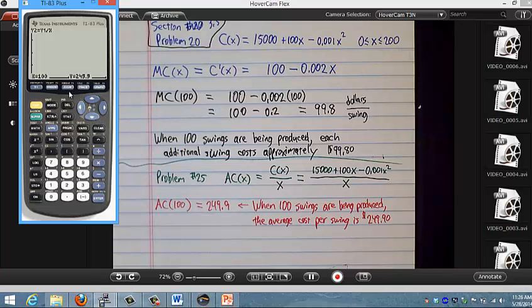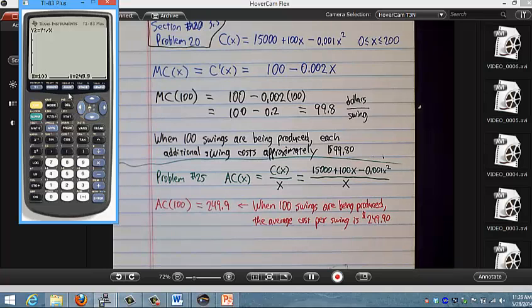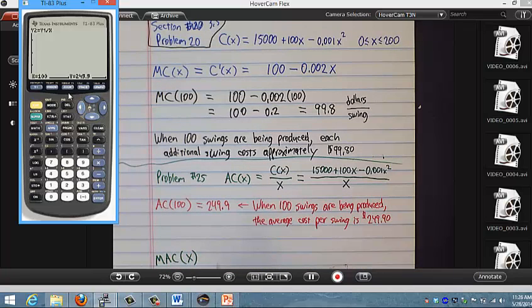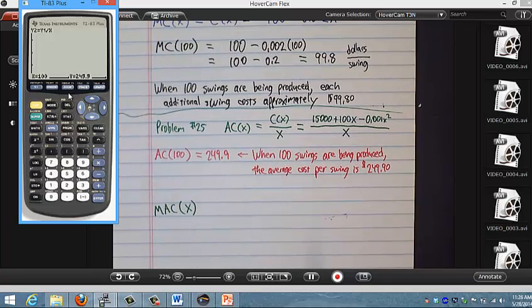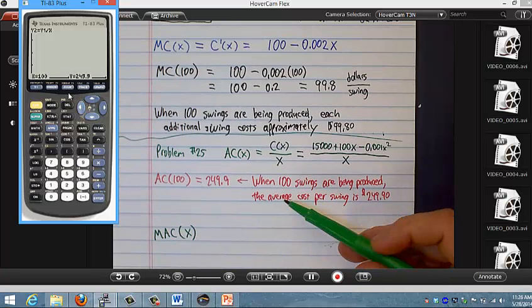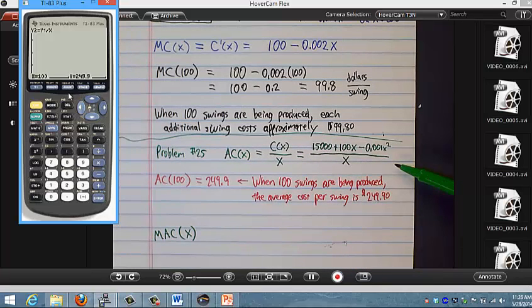All right, so now let's see. Oh, it asked for more. It asked me for the marginal average cost. All right, let's do that. So I want to find MAC of X. So what am I going to do? I'm going to take the derivative of AC of X.